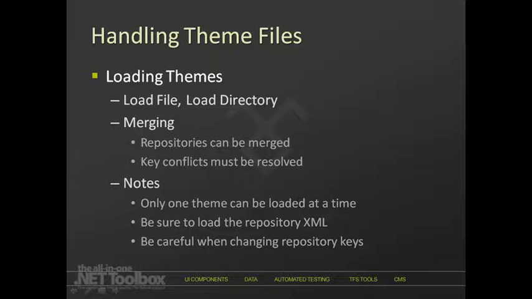So if you have your theme opened already and you go to File, Load, and load a different repository, it's going to pop up a dialog that allows you to resolve the different key conflicts that might arise between those two repository files, and then you can merge them together to be part of the theme that you're working on. A couple notes to take into account. Only one theme can be loaded at a time. Even though you can merge repositories, if you have two different controls that are defined for different themes, say I have the one I'm working on currently, and I try to load a theme I made previously, it's not going to allow me to do that because there's no way of merging those two things.